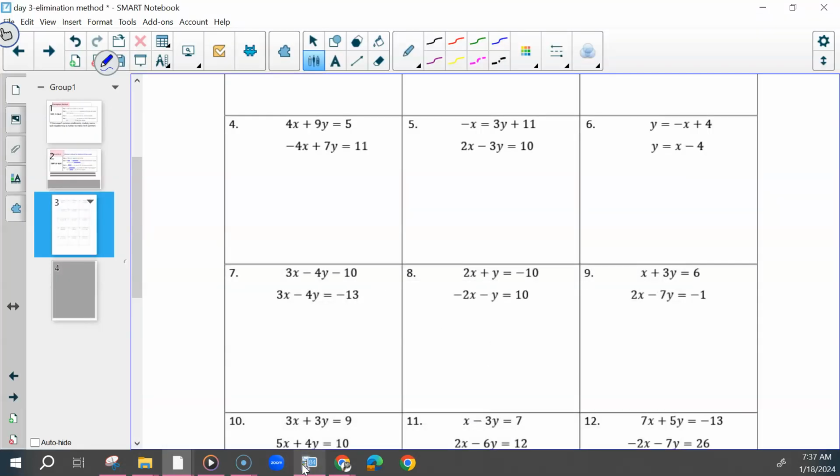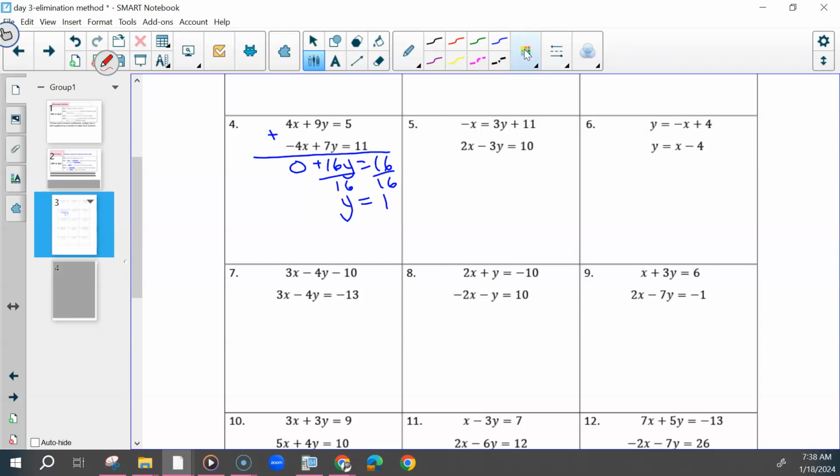So we would add the two equations together. So we have 0, 16y, and 16. And we could solve for y, divide both sides. And then pick one of the equations, put y back into it, and solve for x.